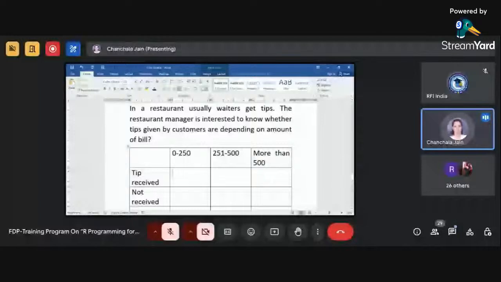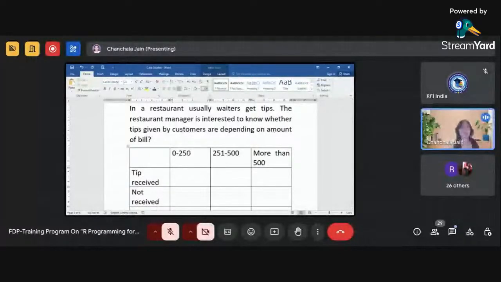Because in a big restaurant, generally we know there are many waiters serving different tables. Suppose on one particular table the bill is 0 to 250. It might be possible that the customer has paid the tip or maybe has not paid the tip. So that's why I'm counting how many of the waiters have received the tip when the bill was 0 to 250, and how many have not. Getting me?